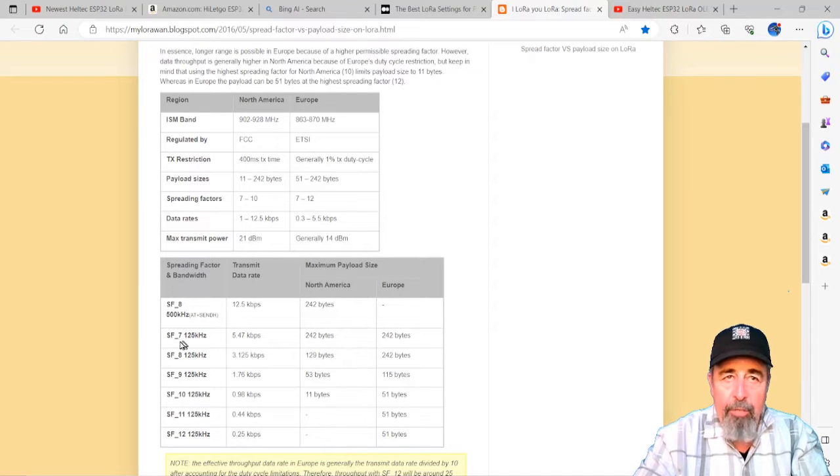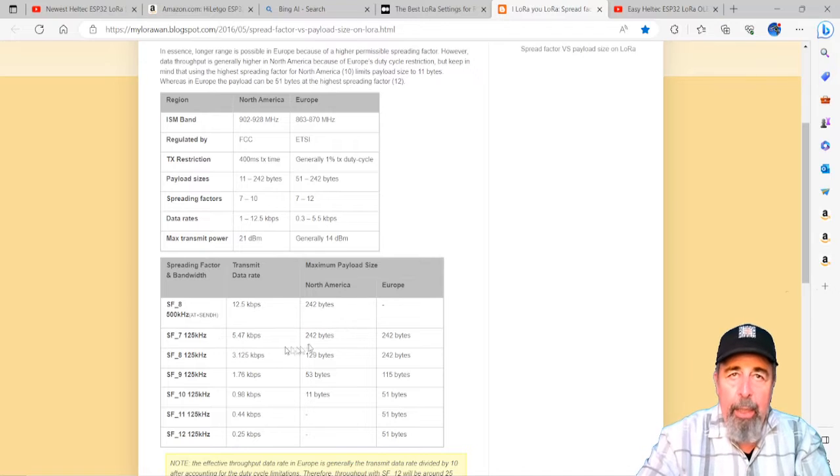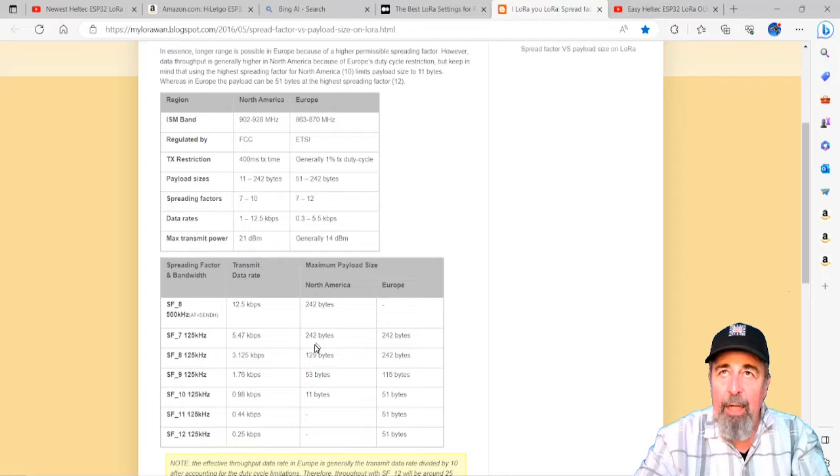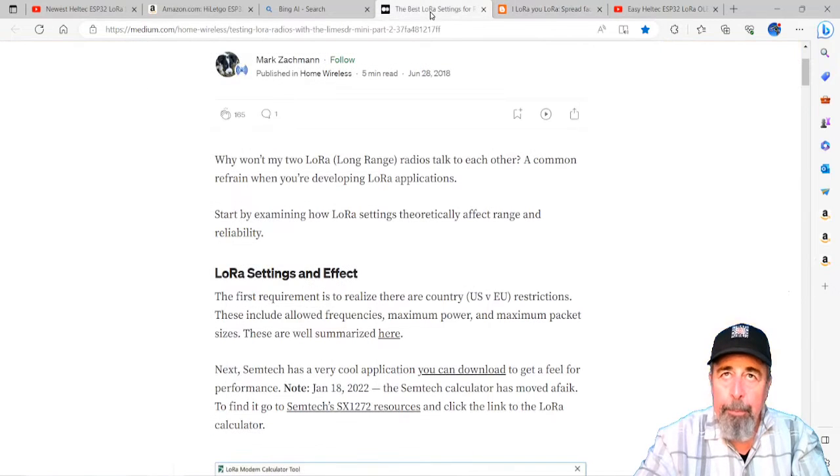So the spreading factor affects the transmission rate and the payload size. So the lower the spreading factor, the higher the data transmission rate and the larger the payload. We're going to talk more about spreading factor when we go back to this article.